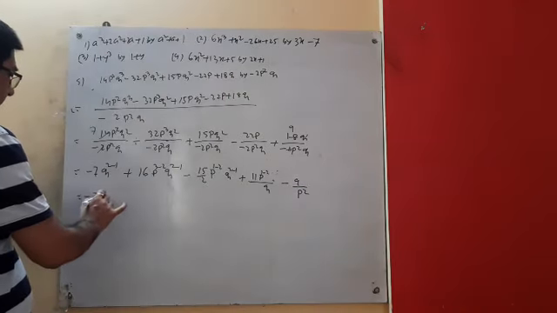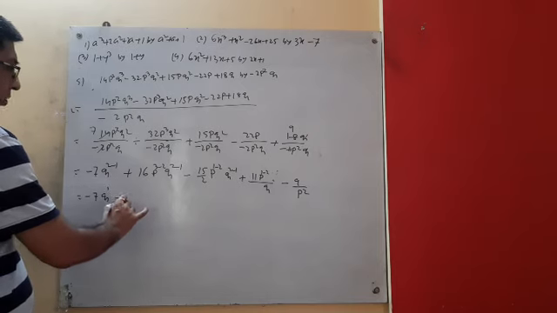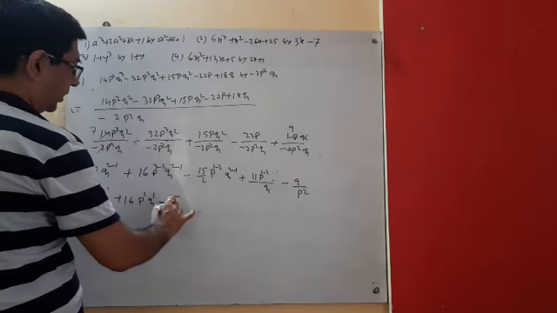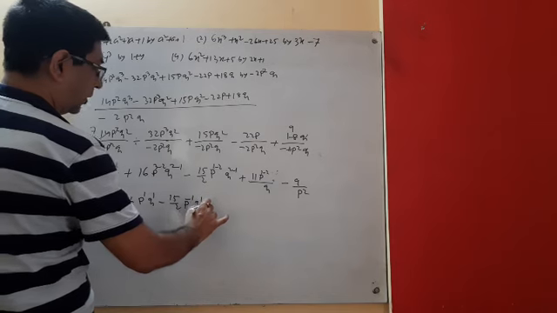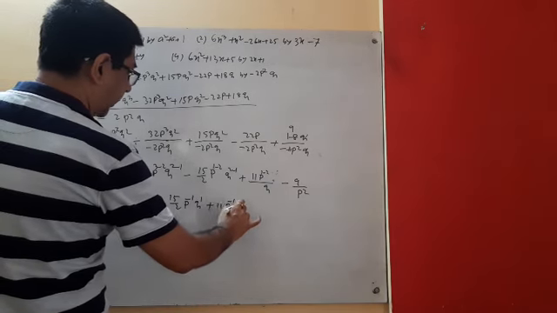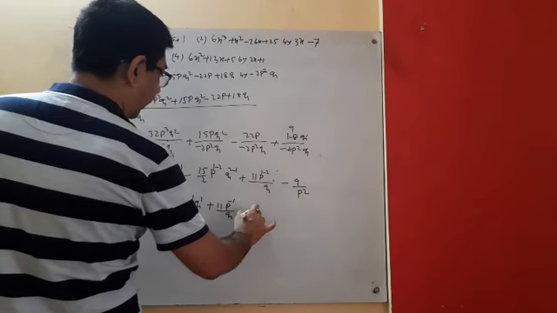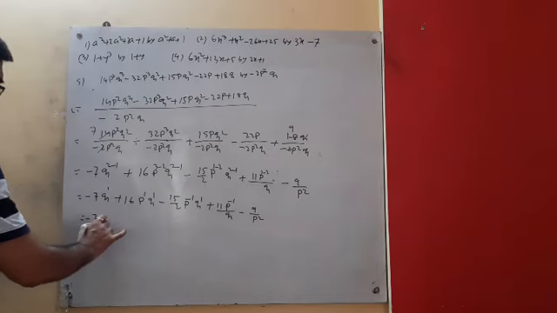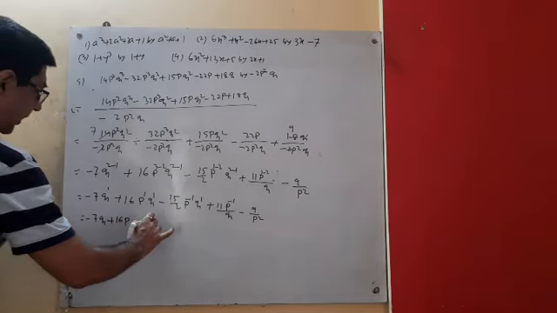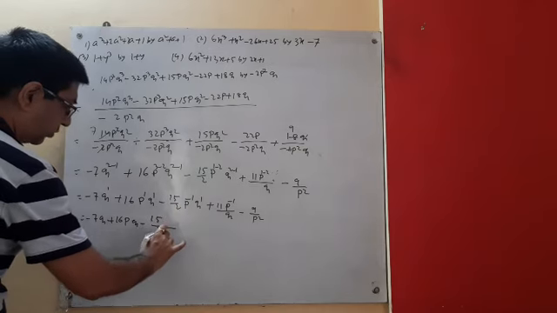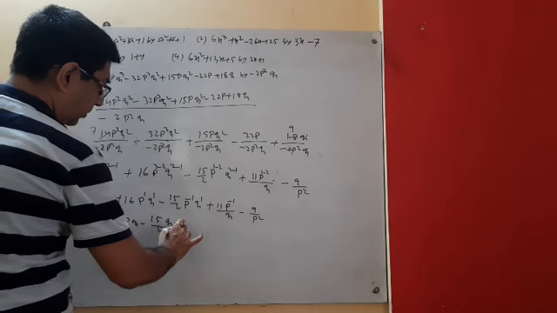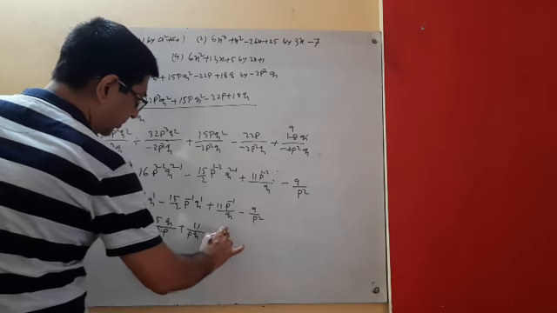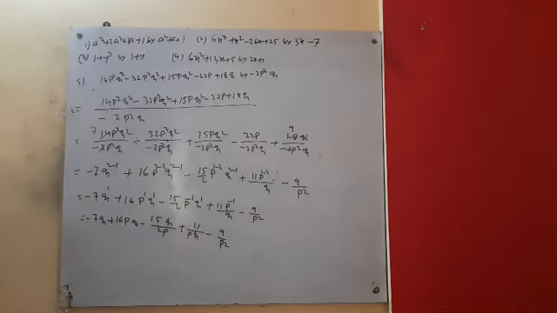So we are getting minus 7 q to the power 1, that means q, 16 p to the power 1 q to the power 1, minus 15 by 2 p to the power minus 1 q to the power 1, plus 11 p to the power minus 1 by q, and minus 9 by p square. Or we can write it as 16 p q minus 15 by 2, p to the power minus 1 means p in the denominator, q in the numerator, plus 11 by q, p to the power minus 1 means p in the denominator, minus 9 by p square. Please check the calculation.